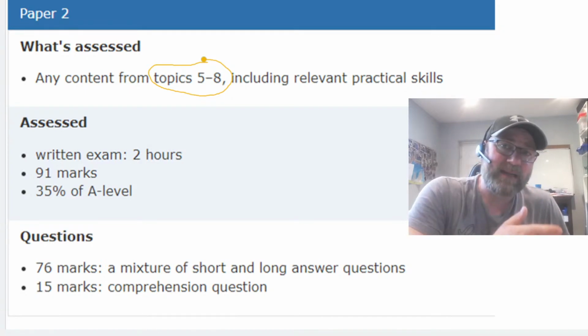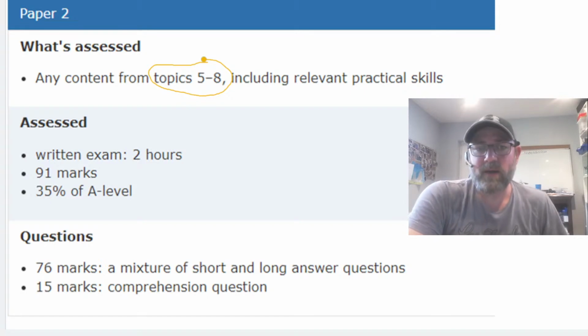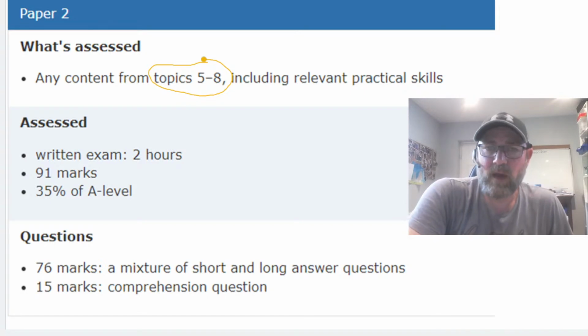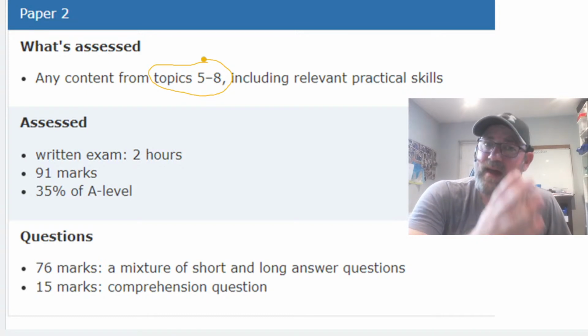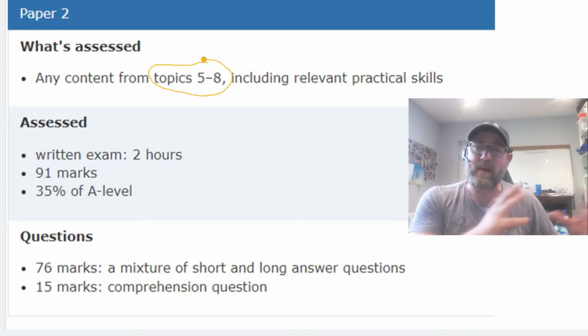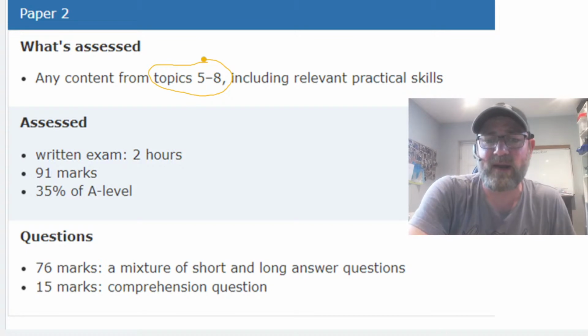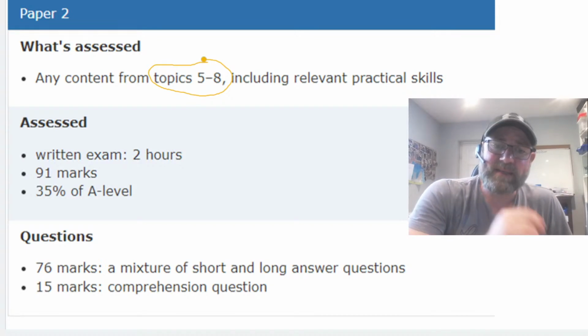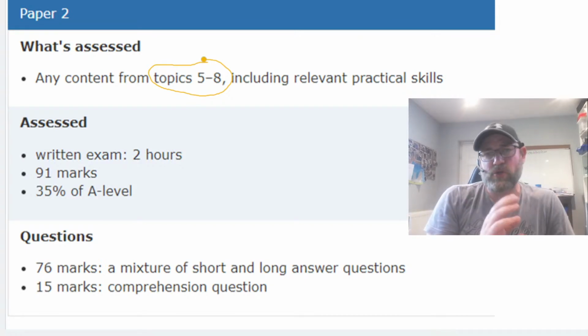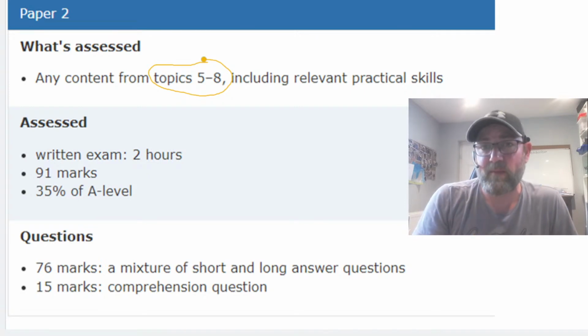Paper 2 is worth exactly the same amount of marks as paper 1. It's worth 91 marks. It's a 2-hour exam, and it's another 35% of the A-level. So once you've done paper 1 and 2, you've covered 70% of your A-level. Again, the same mix, 76 of those marks are short and long answer questions, so 2 or 3 markers.